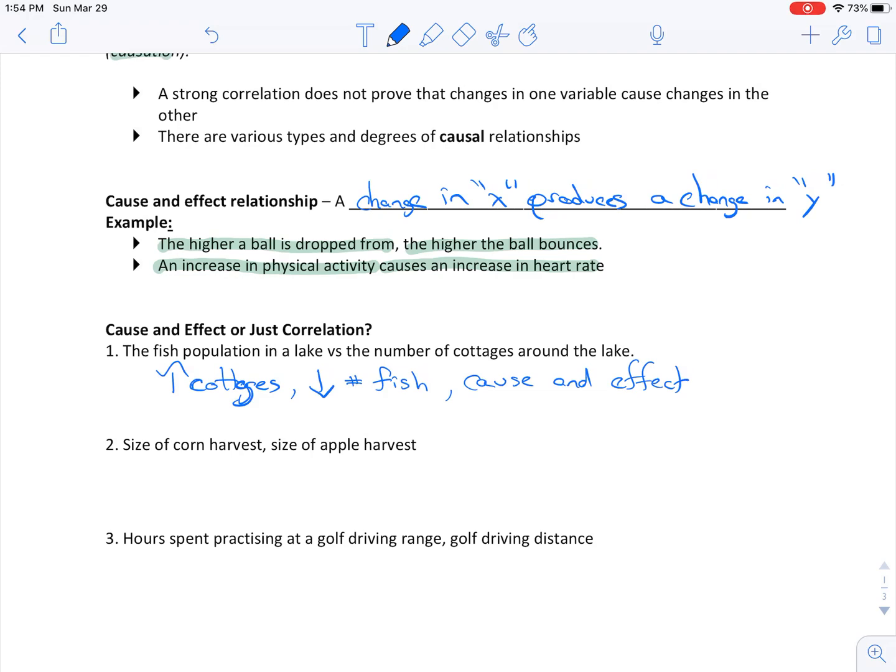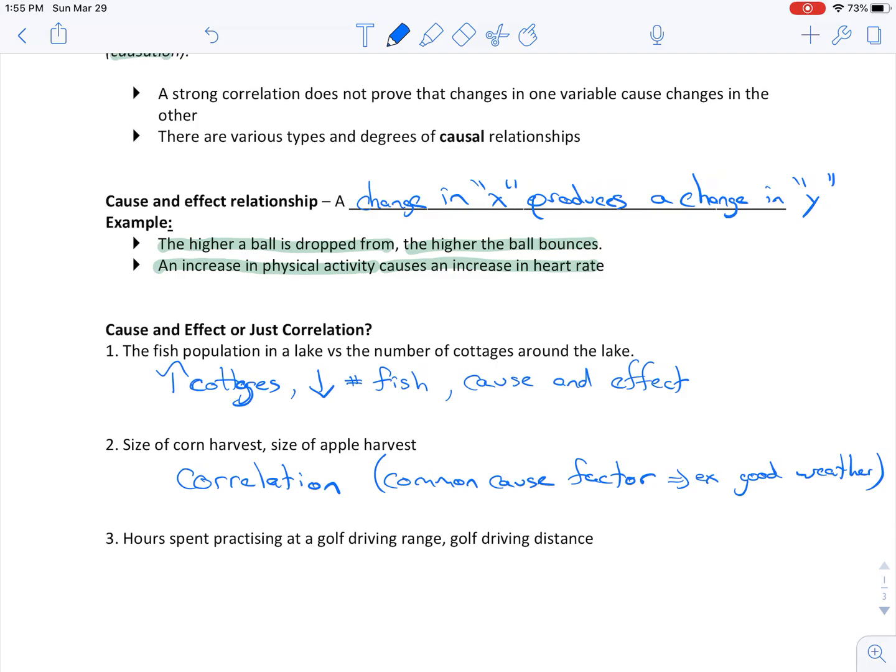The second one says size of corn harvest and size of apple harvest. You have to ask yourself, does the size of corn cause the size of apples to increase? Well, no, it's just simply a correlation. And in this case, there may be some possible common cause factor impacting both. Likely it's just a good growing season, for example good weather, causing both the corn and the apples to grow well.